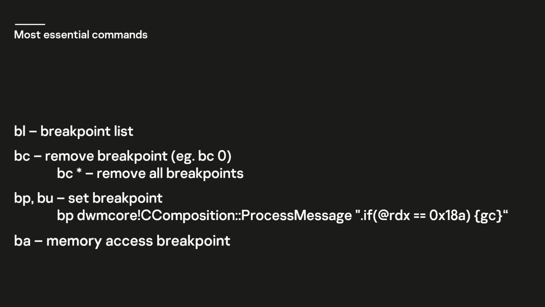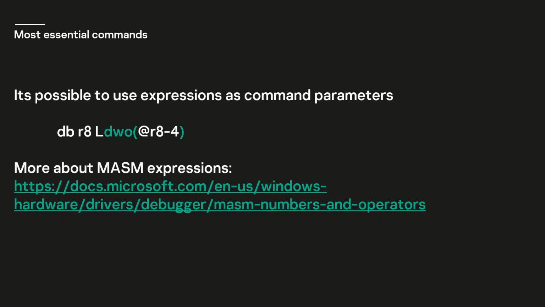So here you can see some breakpoint related commands. You can get the list of all breakpoints. You can remove some of them. You can set breakpoints. Here I also demonstrate how to set up a conditional breakpoint. You can also set up memory access breakpoints. I need to mention that it's possible to use expressions as command parameters. It's really useful to use this with conditional breakpoints. You can read more about the expression language which is used by WinDBG at the following link.